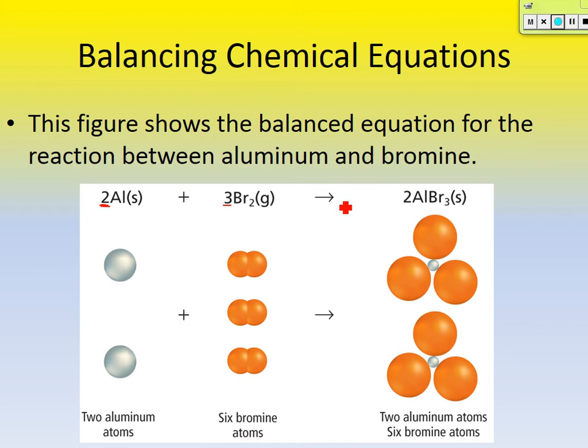If we react them, how many aluminums do we have on the product side? 2. So there's my aluminum there, and there's the other one. How many bromines? 6: 1, 2, 3, 4, 5, 6. And if you'll notice, we had 2 aluminums on the left, so we've got to have 2 aluminums on the right. We had 6 bromines on the left, so we've got to have 6 bromines on the right. And that's what we're going to be doing, learning how to balance them.